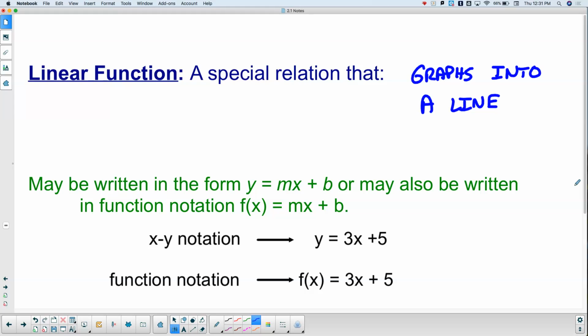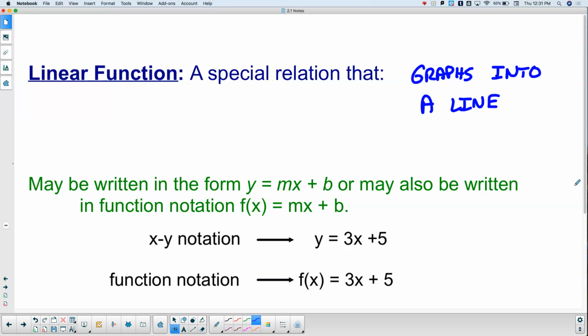We replace the y. So y equals 3x plus 5 is a line. Yes, it's got a slope of 3. It's got a y-intercept of 5. Love it. Function notation, that's f of x equals 3x plus 5, where again, still is a line, still has a slope of 3, still has a y-intercept of 5.